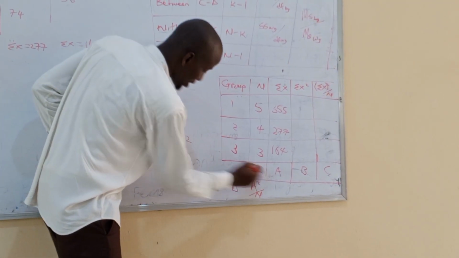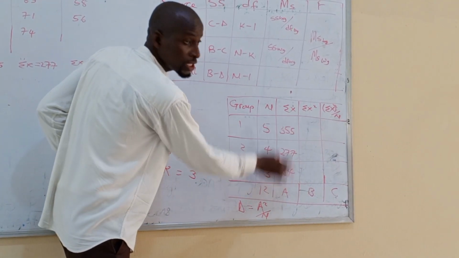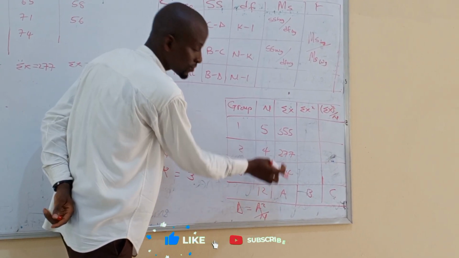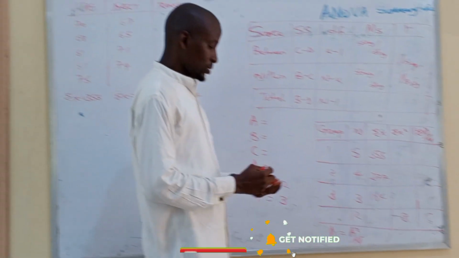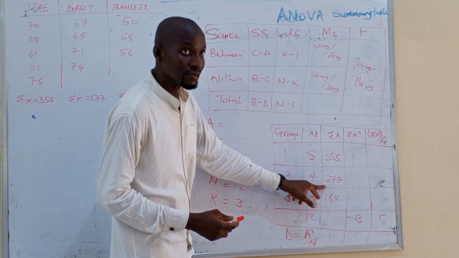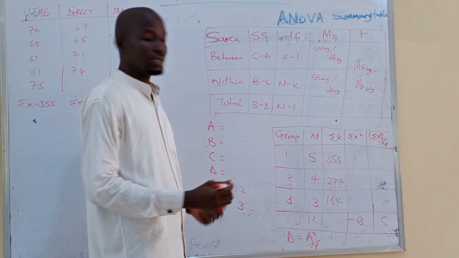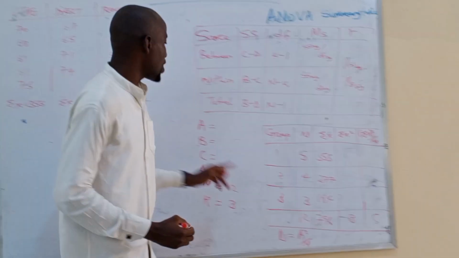We already know that, we already got that. Our A value will have the sum of all this sum, meaning 355 plus 277 plus 164. So let us do that. 355 plus 277 plus 164. That will give us 796. That is our A.